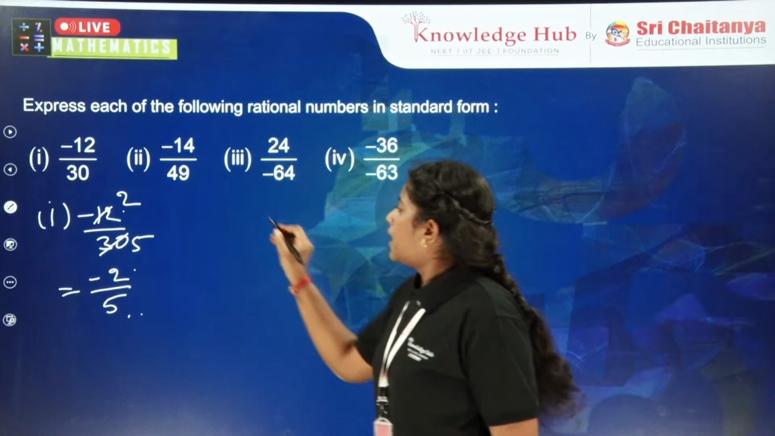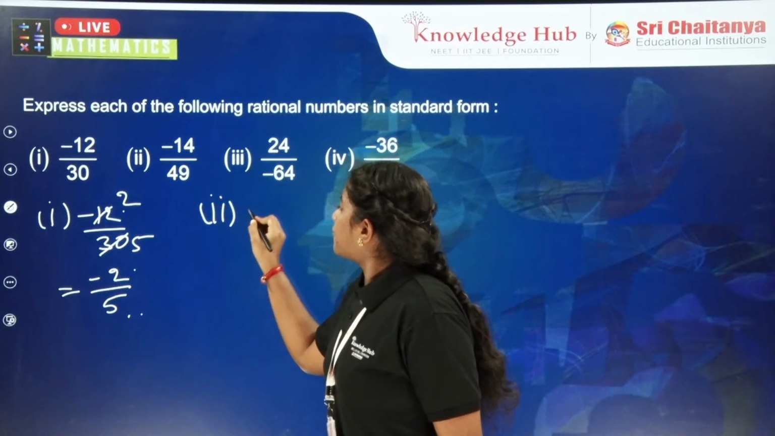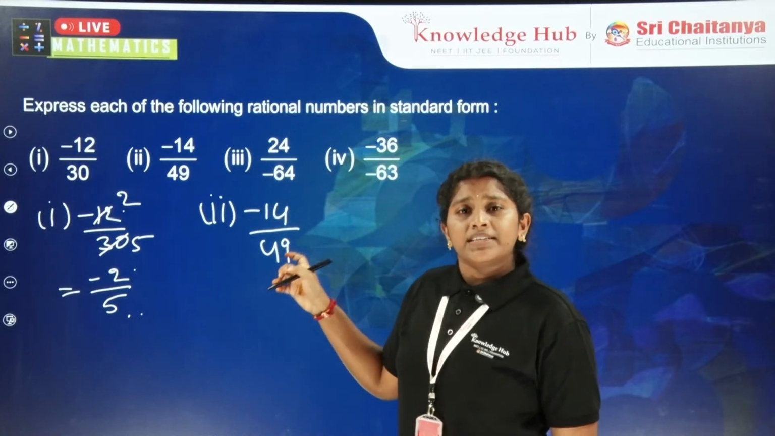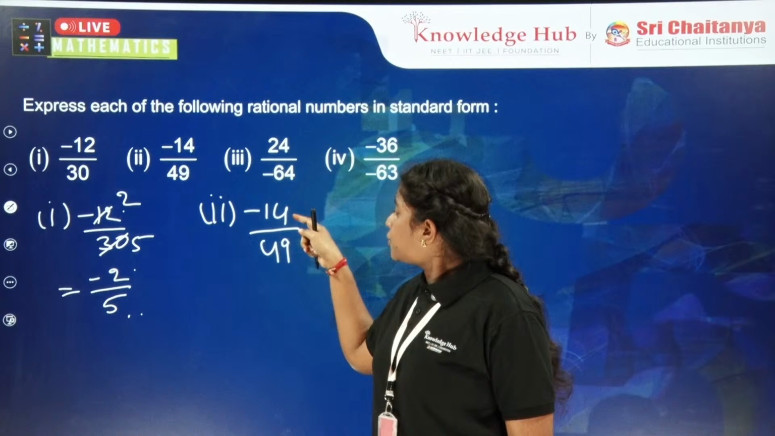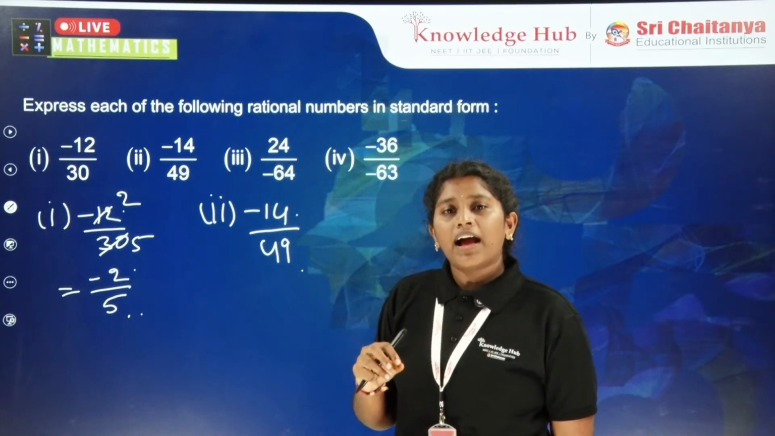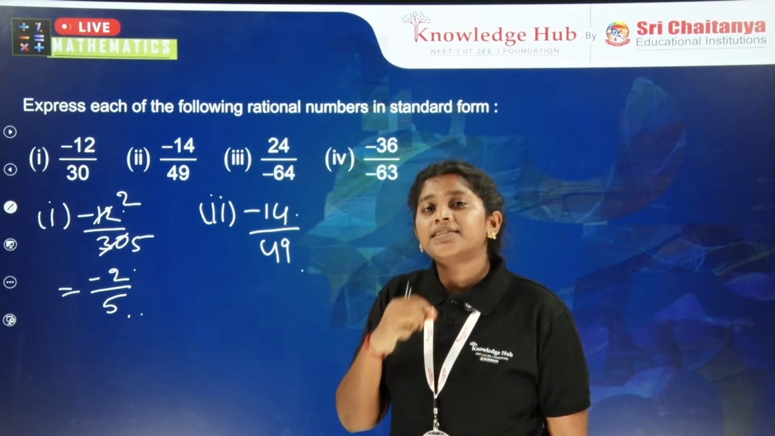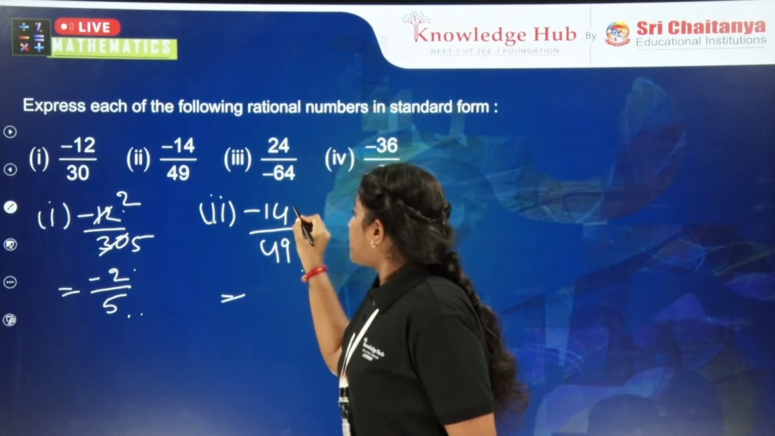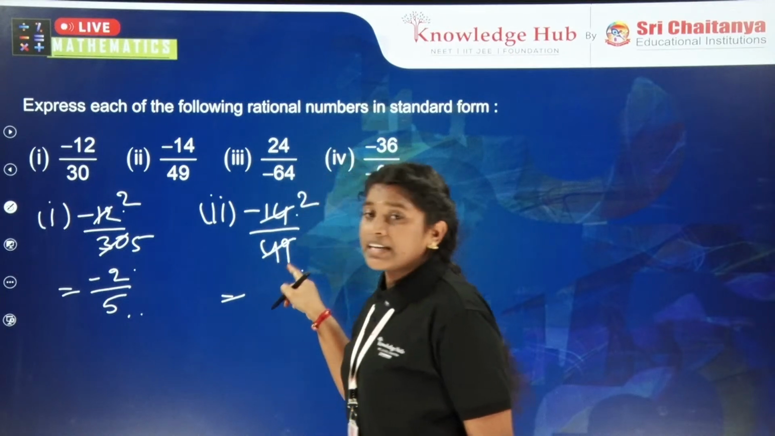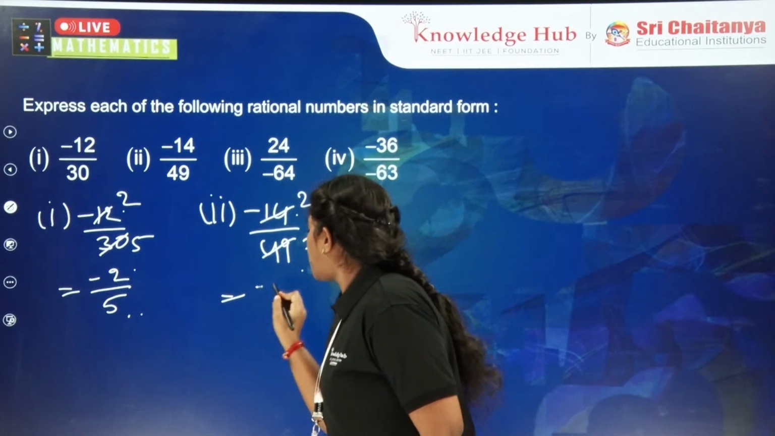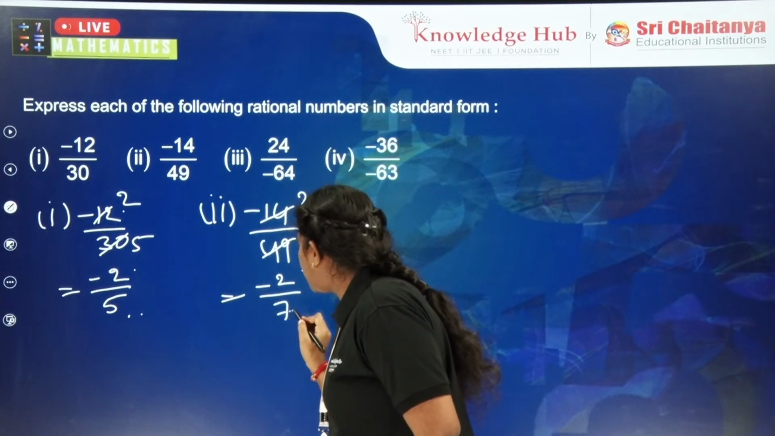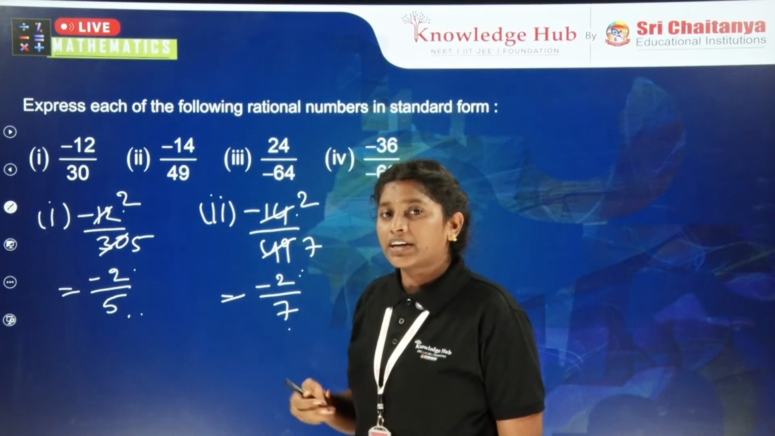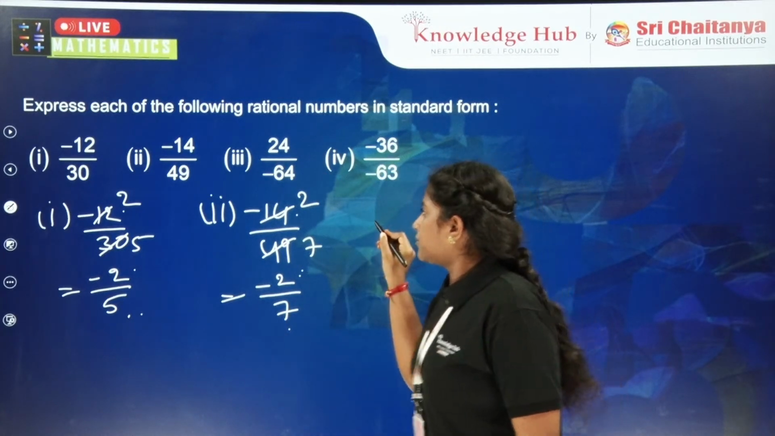Now let's solve the second one. We have minus 14 by 49. The denominator has the positive sign, but the numerator and denominator have a common factor other than 1. So simplify 14 by 49. 7 will cancel 14 for 2 times and 7 will cancel 49 for 7 times. On further simplification, we get minus 2 by 7. And here 2 and 7 do not have any common factor other than 1. Now moving to the third one.